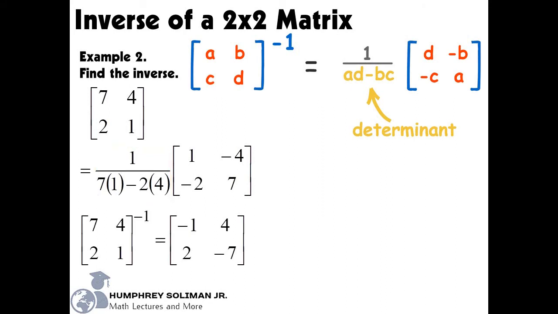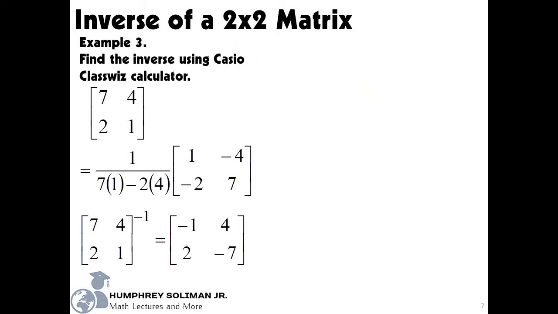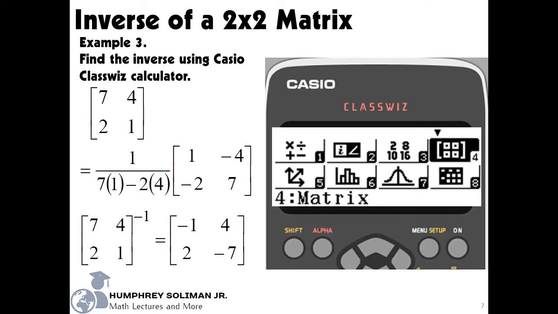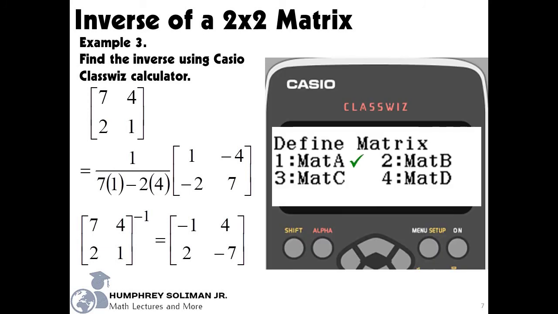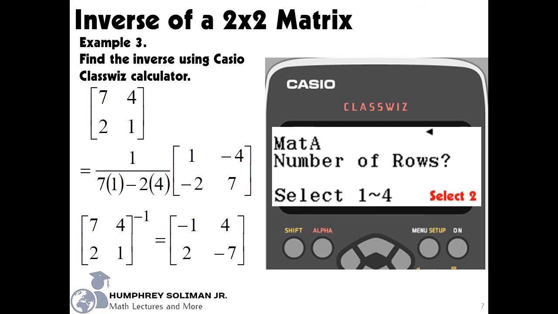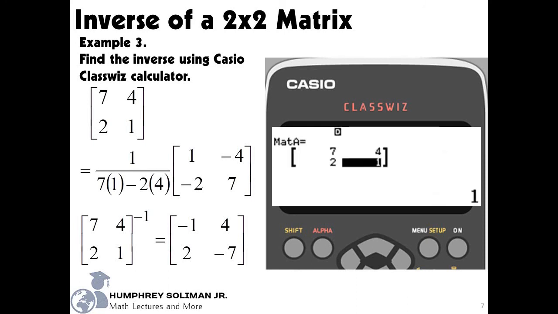Now, for example number 3, we will check the inverse of the matrix in example number 2, using the Casio ClassWiz calculator. In matrix mode, first, let's define a matrix. Let's choose matrix A. Enter the number of rows, select 2. Enter the number of columns, select 2. Input the elements from the given matrix.